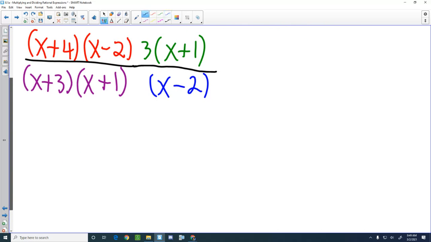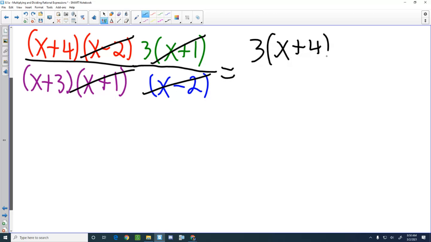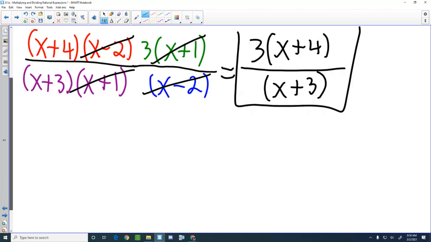And from here, we just have a cancel party. I've got an x minus 2 and an x minus 2. x plus 1 on top, x plus 1 on bottom. I'm just going to rewrite everything. Always move your coefficients to the front, so the 3 moves in front, leaving us with x plus 4. And the denominator, we have x plus 3. Nothing else to simplify, and that's it. That's division.